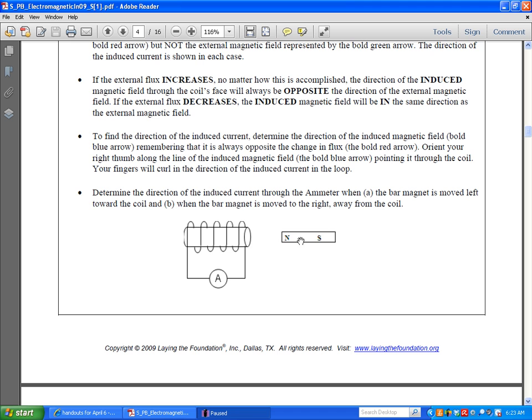Okay, if I go in the opposite direction, I move it away from the coil, then it's decreasing to the right. So I need a current that is going to create a field to the right. And to make that happen, I have to bring my current in the opposite direction.